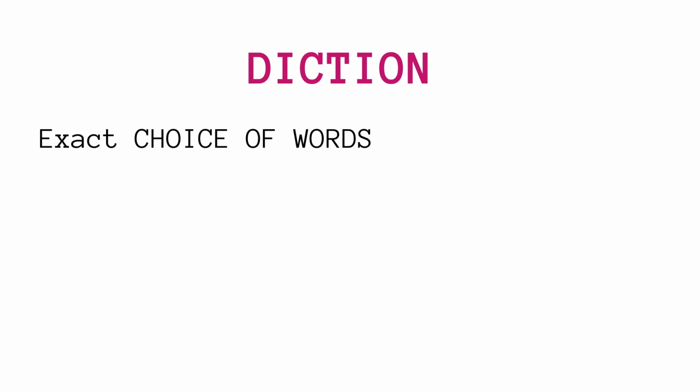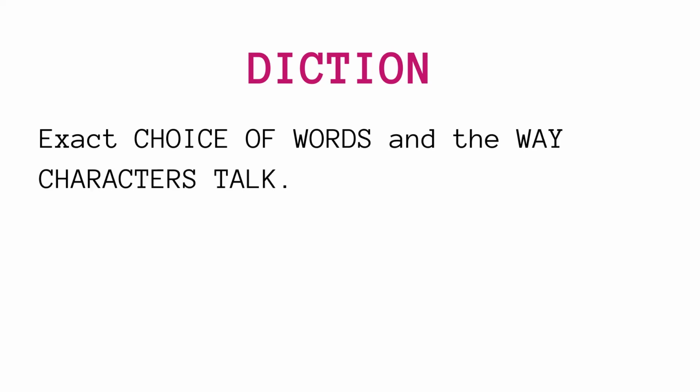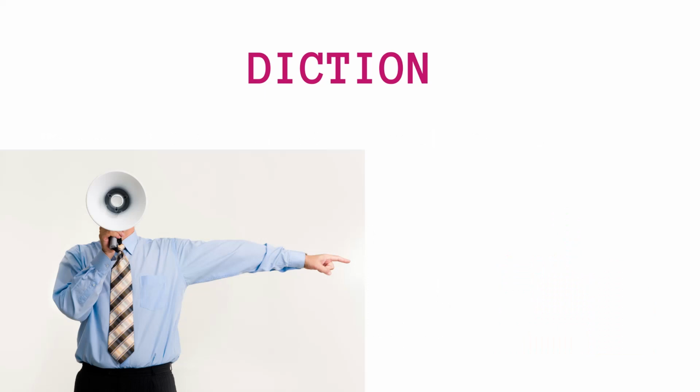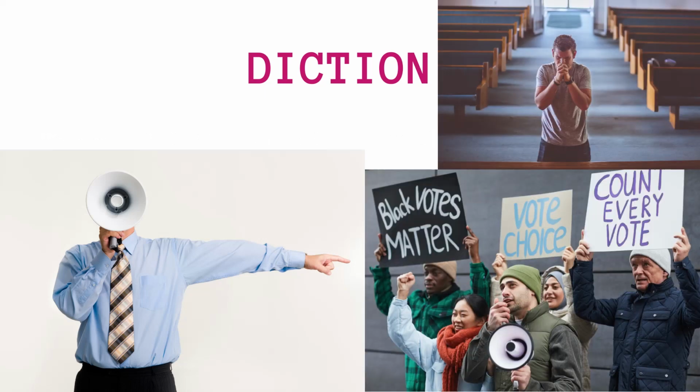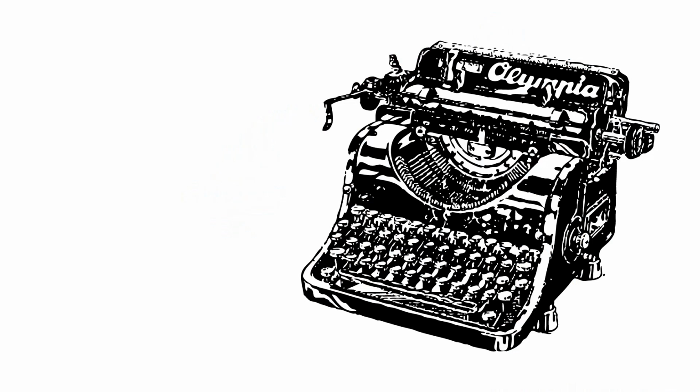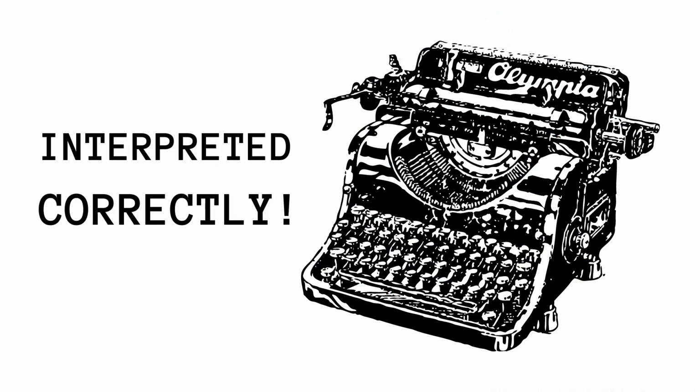Diction. Diction is about the exact choice of words and the way characters talk. And so much of that is down to delivery, which is really more the actor's job than the writer's. But understanding if a line is a command, or a prayer, or a statement, or a threat, or a question, or an answer makes a big difference to how the story is going to unfold. It's important that these things are clear on the page so that they're interpreted appropriately.